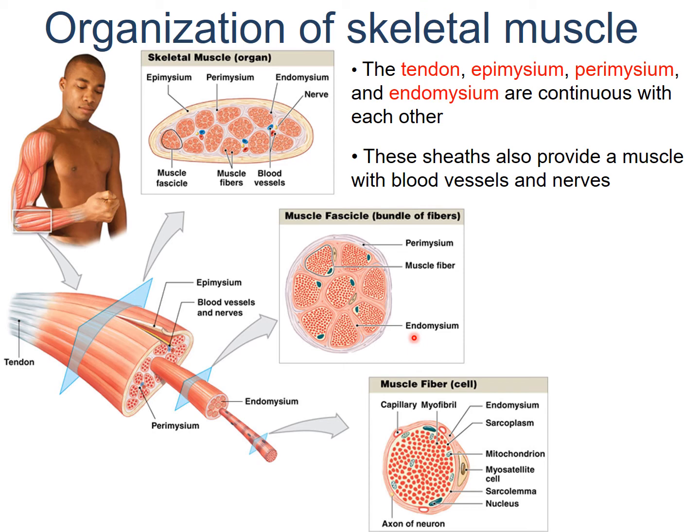All right, so here's where we'd review. What do you call the sheath of connective tissue that surrounds the entire muscle organ? That's the epimysium. Sheath of connective tissue that surrounds muscle fascicles, that's the perimysium. Sheath of connective tissue that surrounds individual muscle fibers, that's the endomysium.